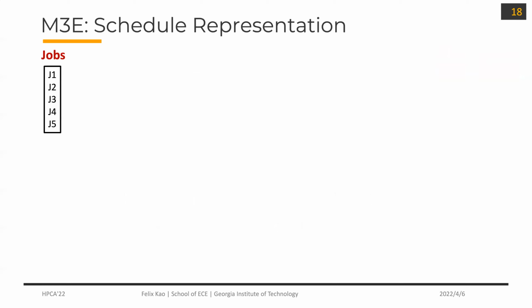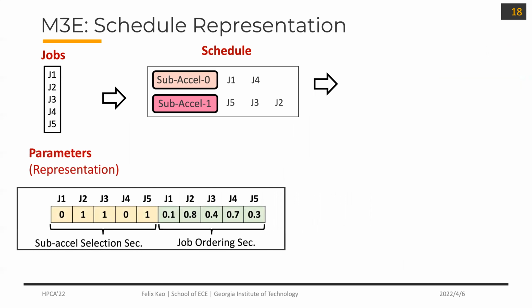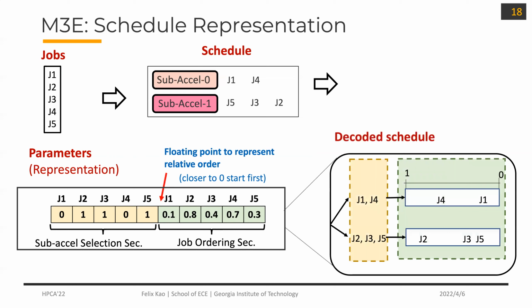Here we introduce how M3E represents a schedule. First, we have jobs, and then they could be put into a schedule like this. Then in M3E, we'll represent the schedule with a series of parameters like this. The parameter space is essentially where each optimization algorithm is working. And we use an integer value to indicate the accelerator selection and a floating point value to represent the order. For example, this parameter can be decoded like this, which matches the schedule we want to represent.